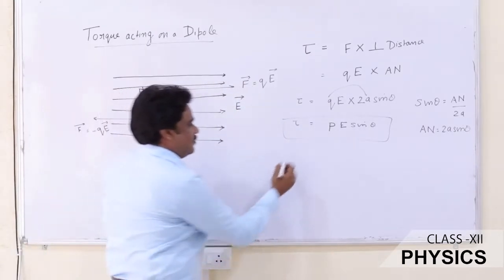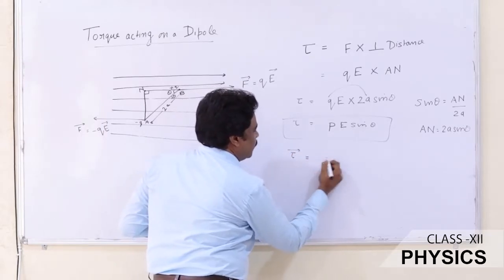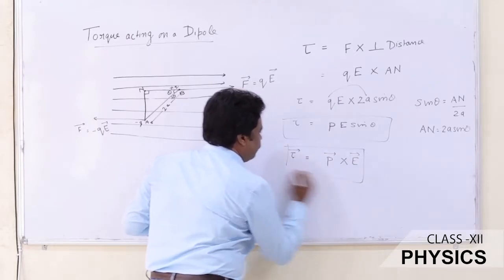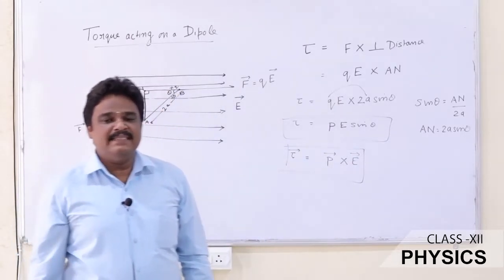Now how to write in vector notation? So tau vector is equal to P vector cross E vector. That is the vector form of torque experienced by the dipole.